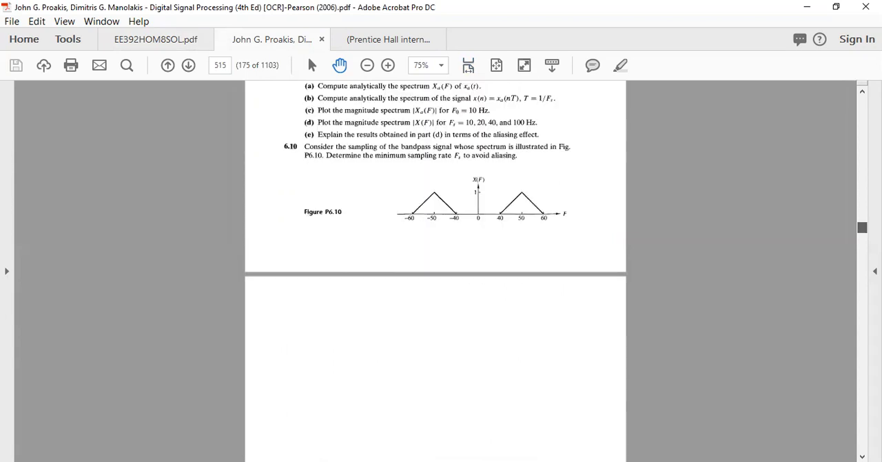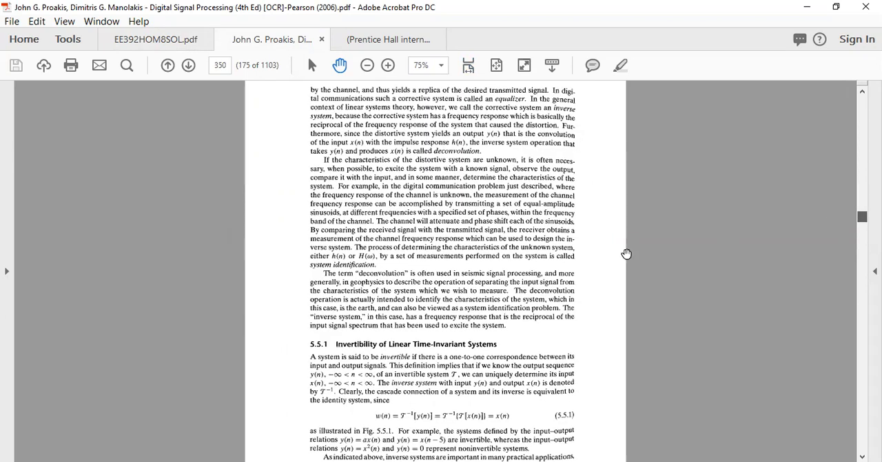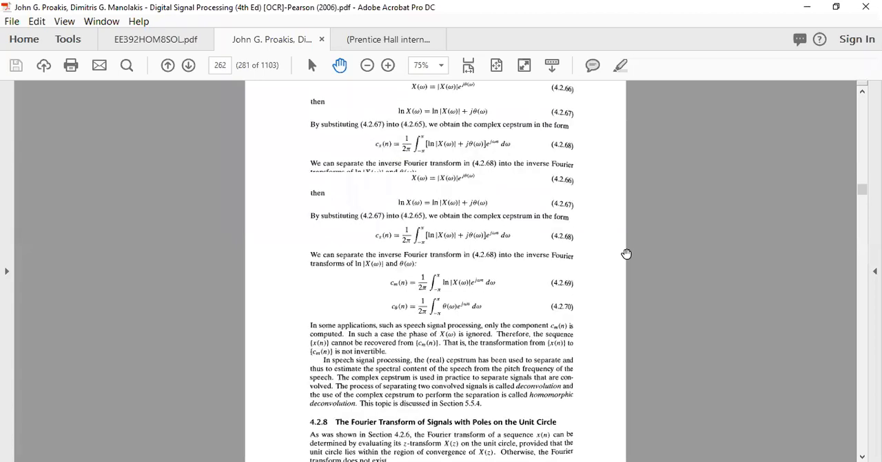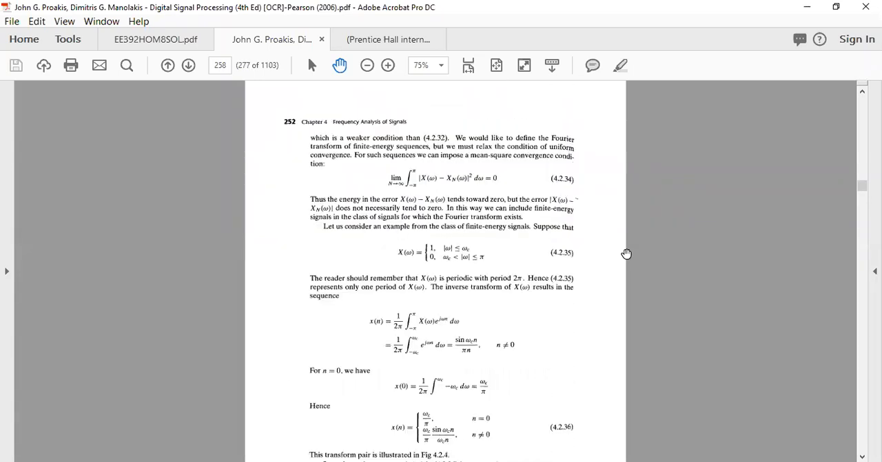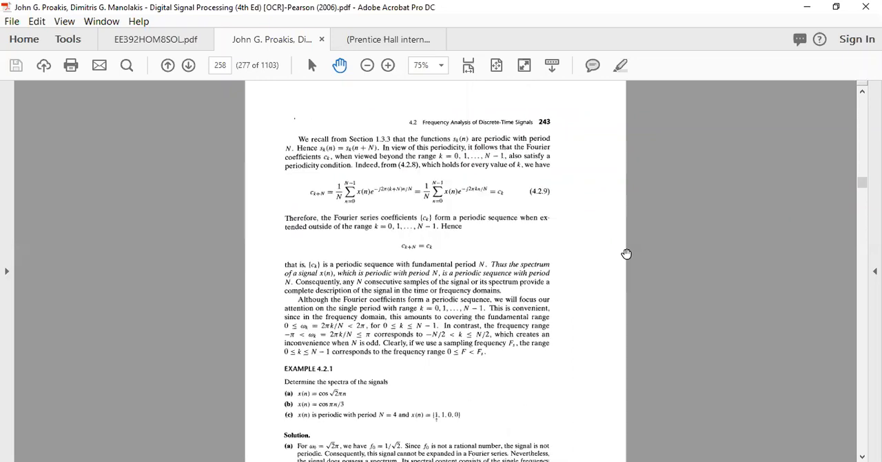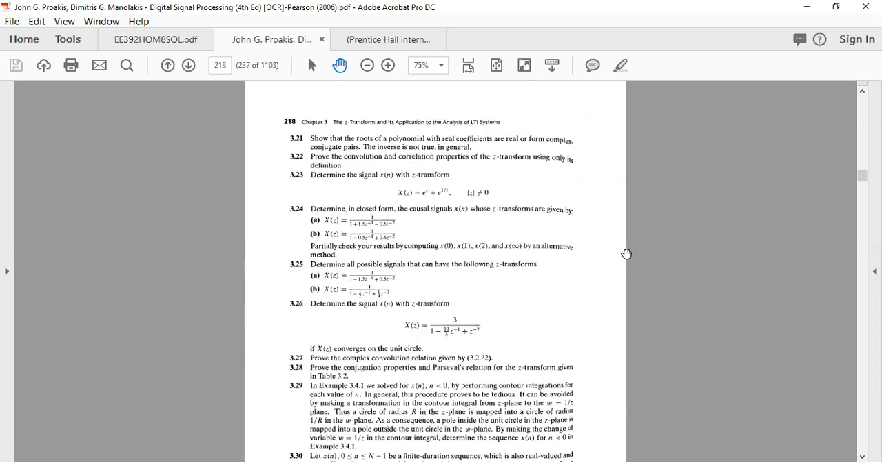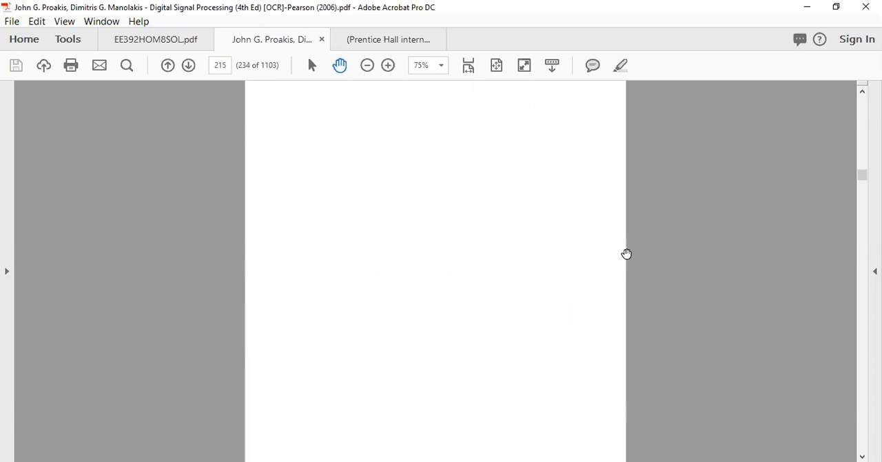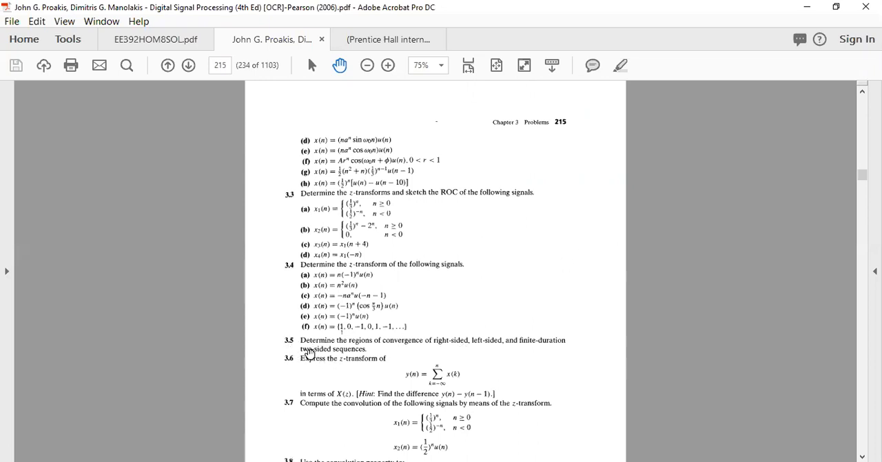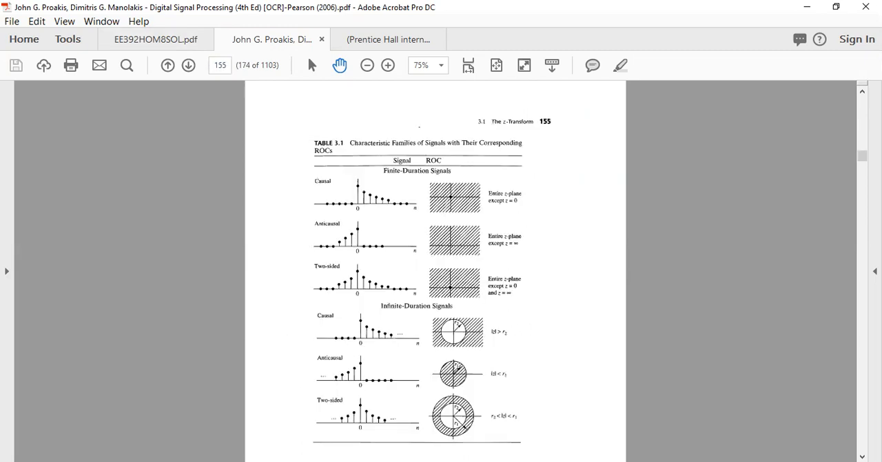The question was, at 3.5, the question is to determine the region of convergence of two-sided, left-sided. Okay, basically we need to define the region of convergence for an infinite and finite sequence, right? So 155, let's go back to 155.